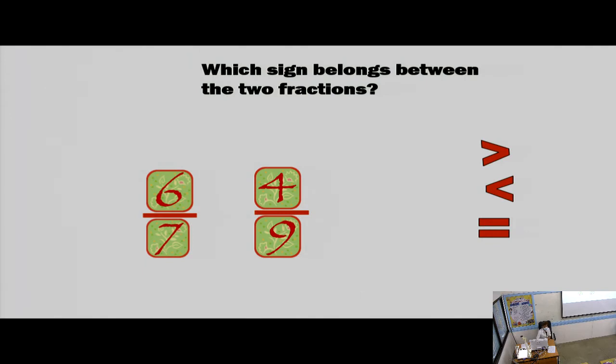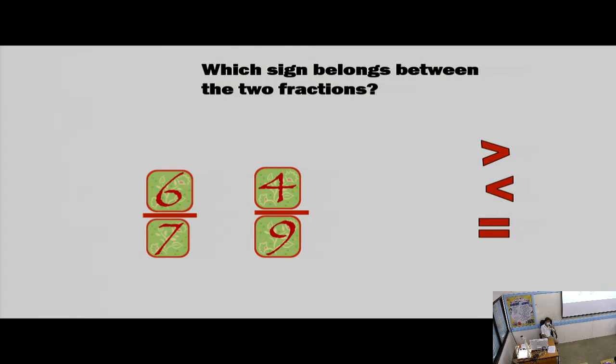How about this one? How do you read this fraction? Can you please read this? How about the next fraction, this one? So what symbol are we going to use if we compare those two fractions? Is it more than, less than, or equal?